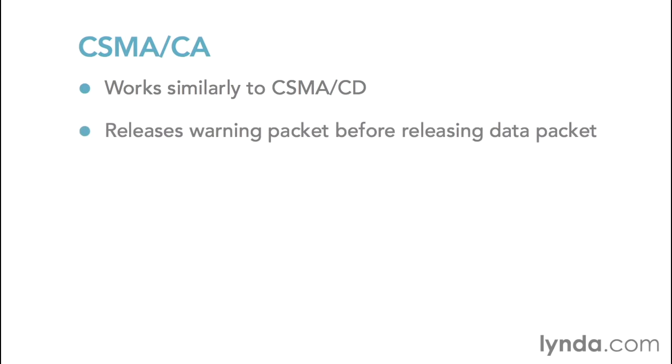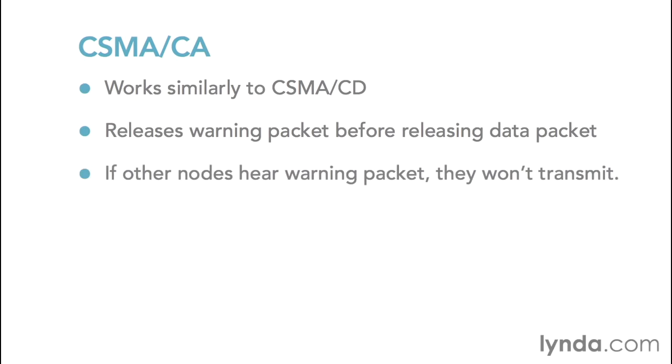The other type of contention method we want to look at is CSMA/CA. The CSMA/CA works very similarly to the CSMA/CD. The main difference is, instead of releasing the packet on the network when it hears the network is clear, it releases a warning packet on the network. That warning packet basically runs down the network and warns all the other nodes that a packet is about to be transmitted. When the other nodes on the network hear the warning packet, they won't transmit until after they hear the data packet go by.